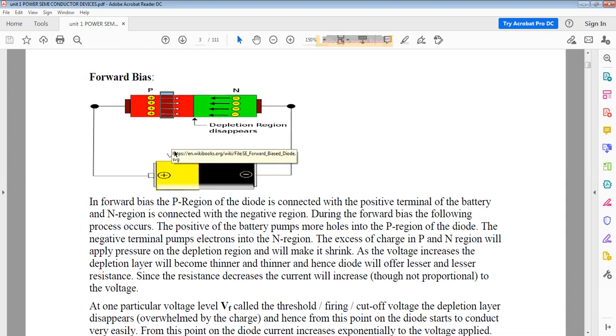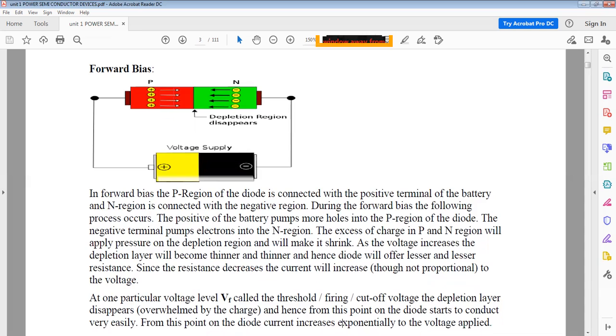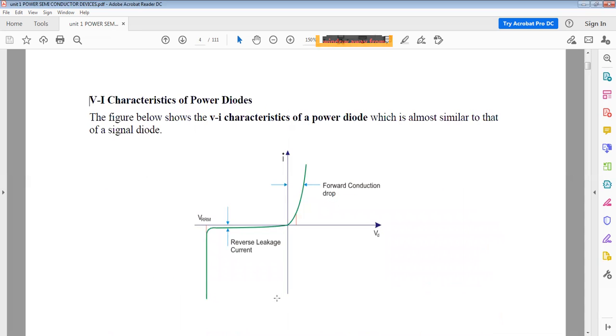At a particular voltage level, VF, called the threshold or firing or cutoff voltage, the depletion layer disappears and hence the diode starts conducting very easily. From that forward voltage onwards, at which the depletion layer disappears, the diode starts conducting. This is the VI characteristics of the power diode. Whenever the forward condition is there, the current increases when it is forward biased. This is the VI characteristic curve.